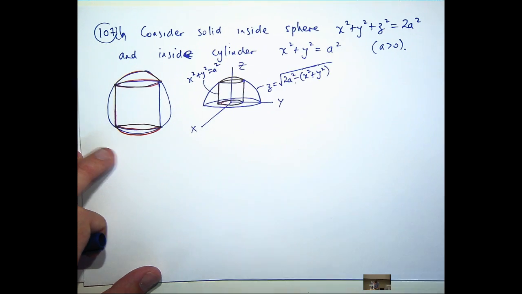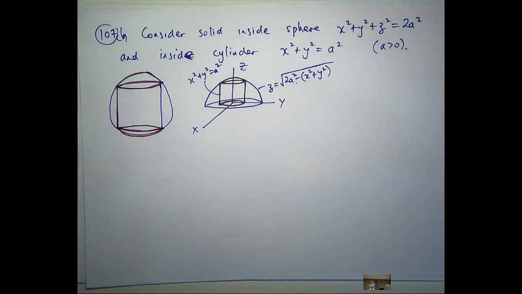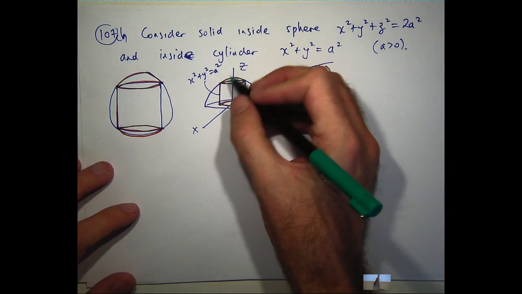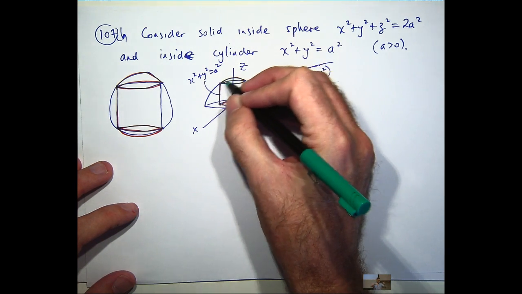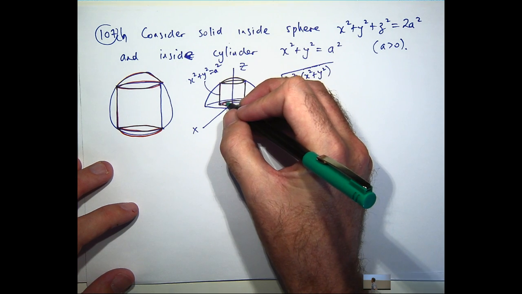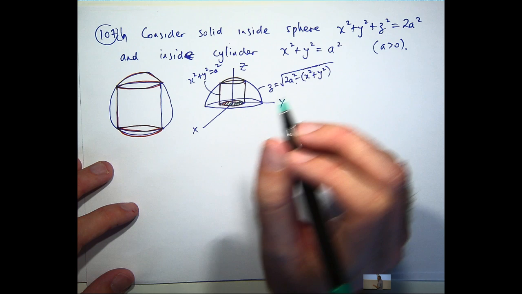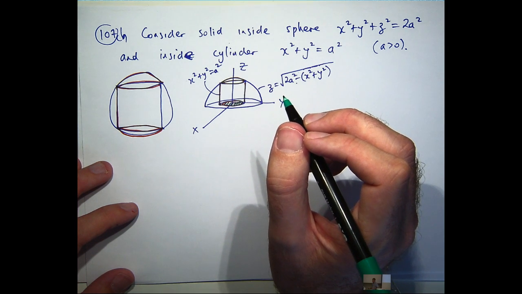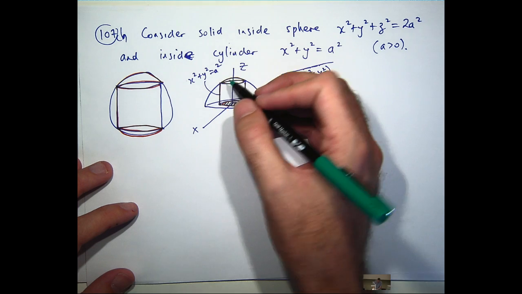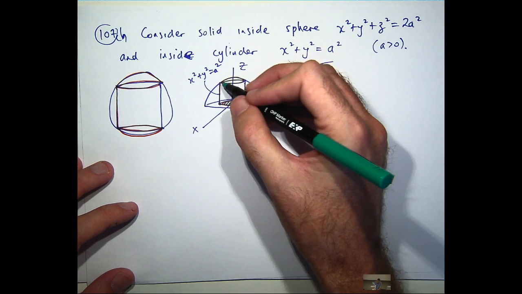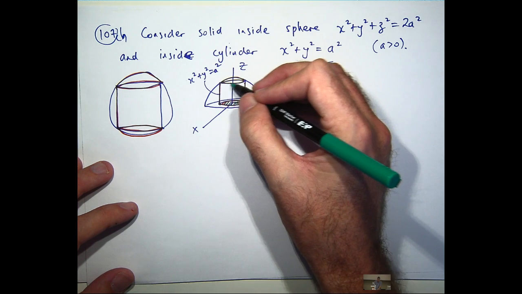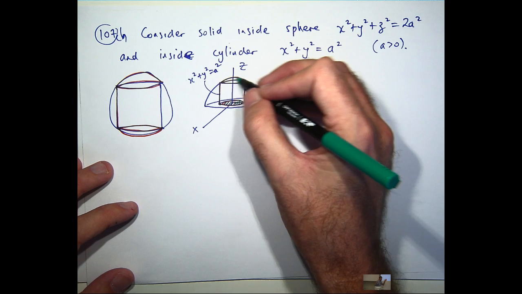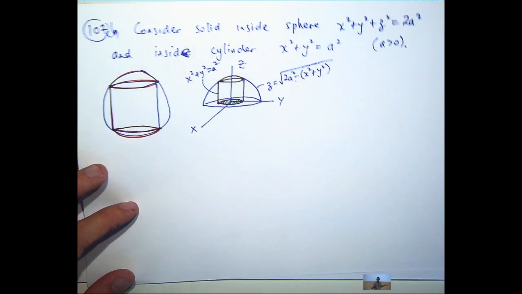Okay. All right. So essentially, what we're doing, we want the volume that lies below this part of the sphere and above this discular region in the xy plane. Okay, now that's the key to this question. You've got to think, okay, I want the volume that lies above this discular region bounded by this cylinder and below this part of the sphere. Okay? So that's the key.